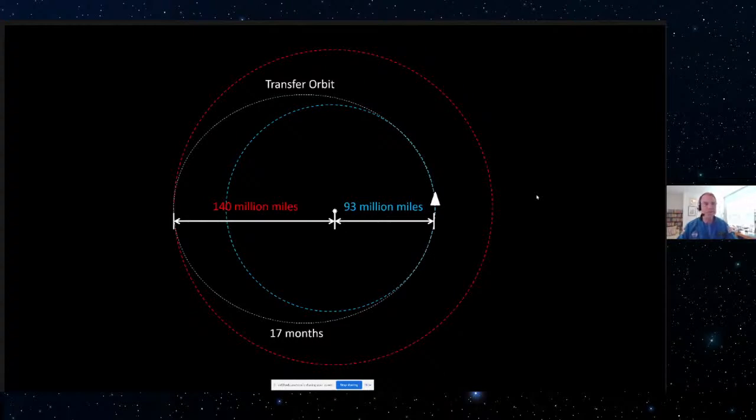And if you put something on that orbit, it will take about 17 months to go around. And again, at its closest point to the sun, it's 93 million miles from the sun, the same distance as the Earth. At its furthest point from the sun, it's 140 million miles from the sun, about the same distance as Mars. And with the right propulsion, we can put anything on any orbit we can imagine. And this is a good one. And this is our fuel efficient transfer to Mars.